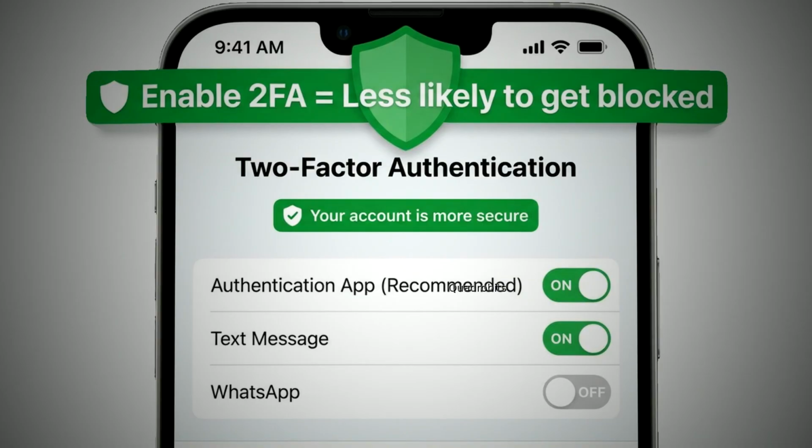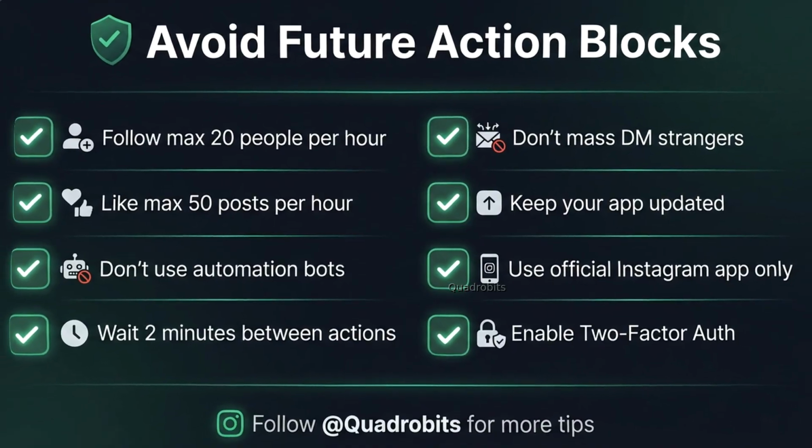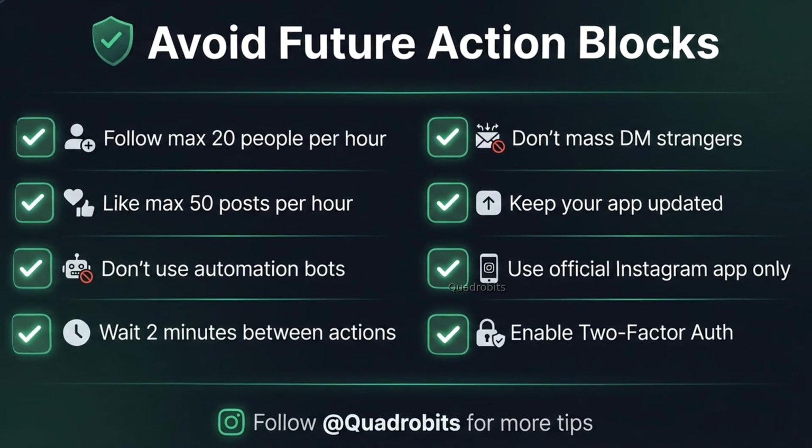Fix number 6, enable 2-factor authentication. Go to Settings, Security, 2-factor authentication. Turn on Authentication app. That's the recommended option. Also turn on text message as a backup. Accounts with 2-factor auth are flagged as more trustworthy by Instagram's system, which means you're less likely to get blocked in the future. Now let's make sure this never happens again.